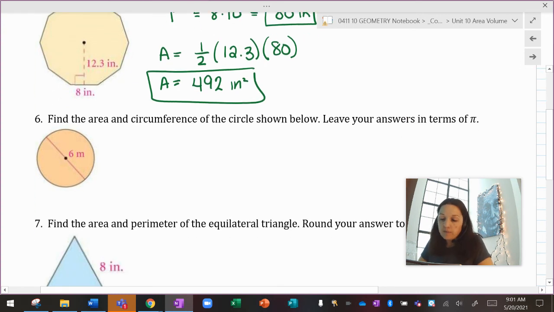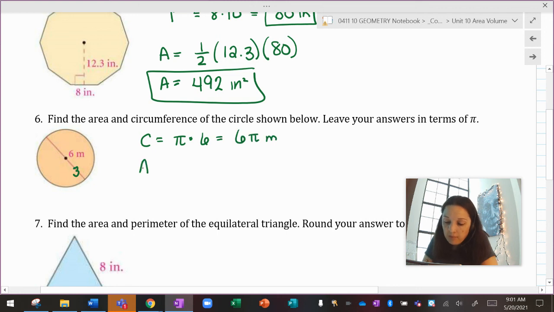Find the area and the circumference of the circle. Leave your answer in terms of pi. All right. Well, if that diameter is 6, my radius is 3. So the circumference is pi times diameter, or 6 pi meters. And my area would be pi r squared, which is 9 pi square meters.